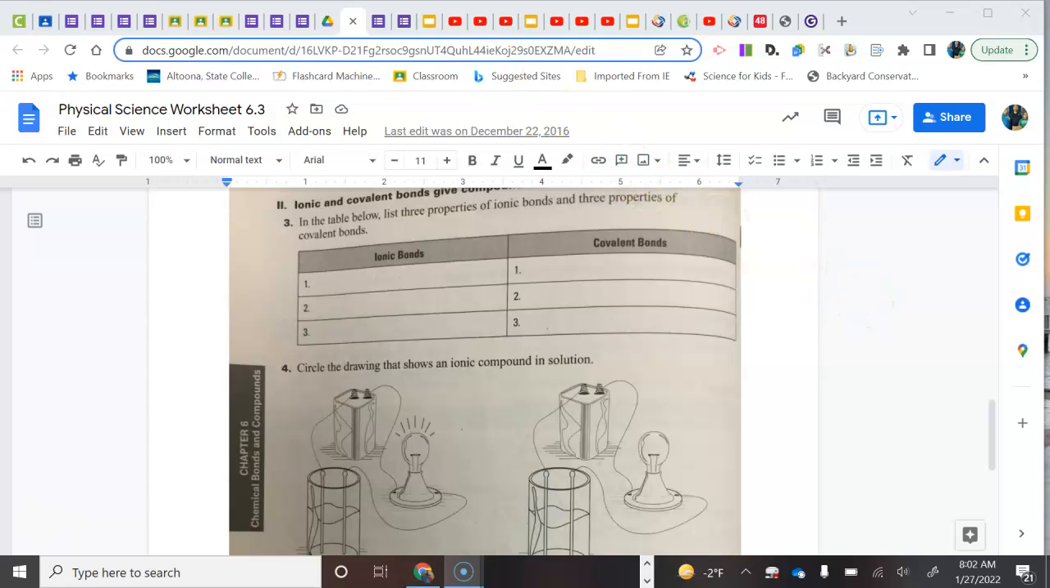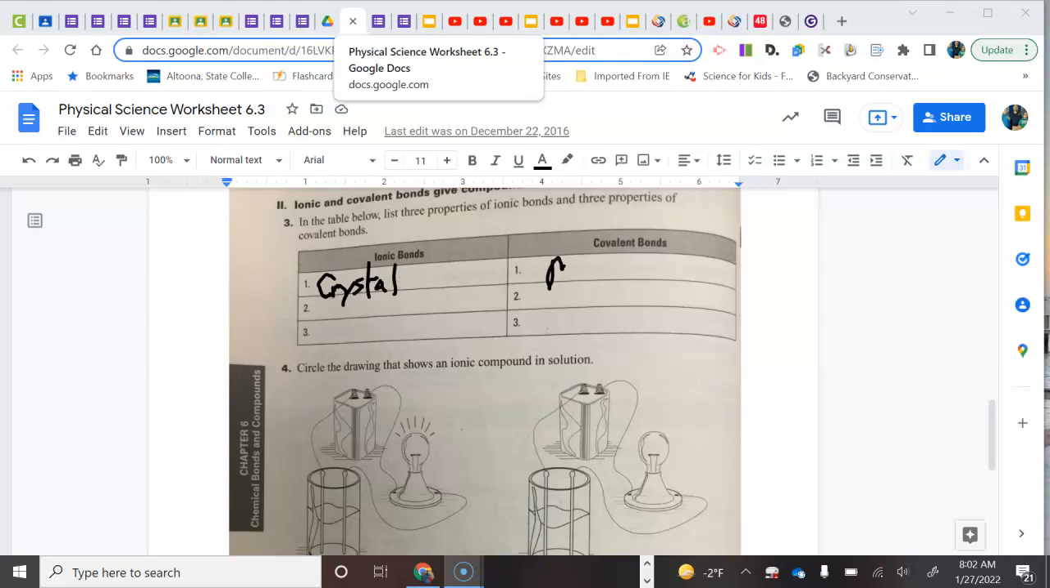Okay, properties of ionic bonds and properties of covalent bonds. Ionic bonds tend to form a crystalline structure. Covalent bonds form molecules. Ionic bonds are very brittle.